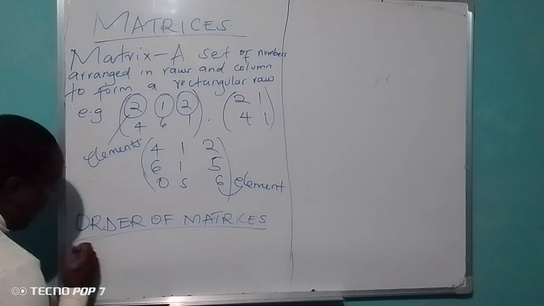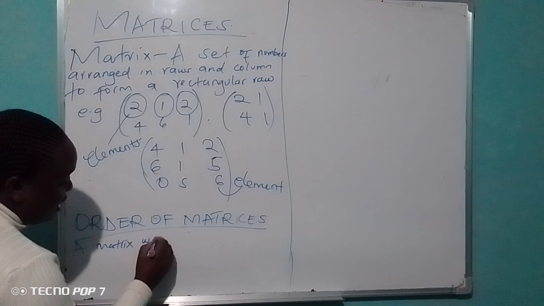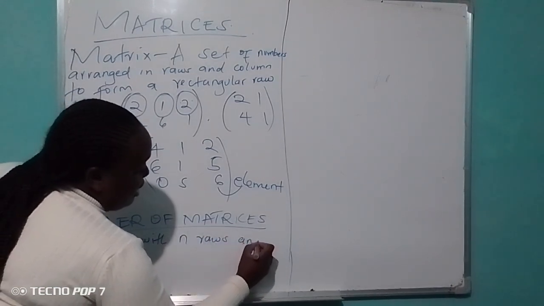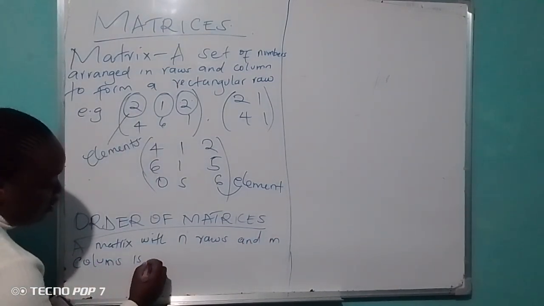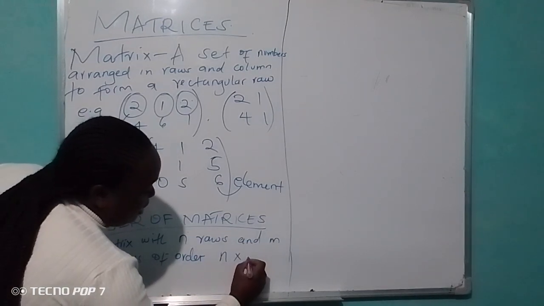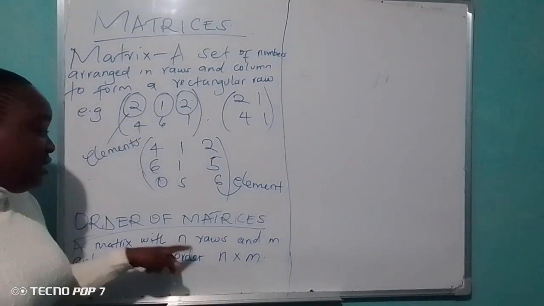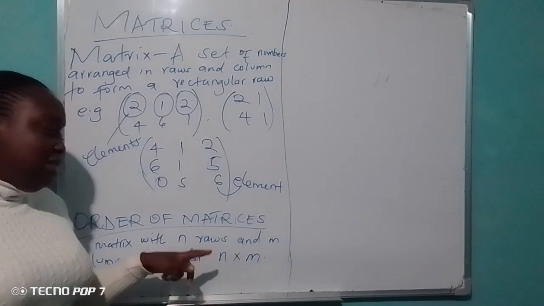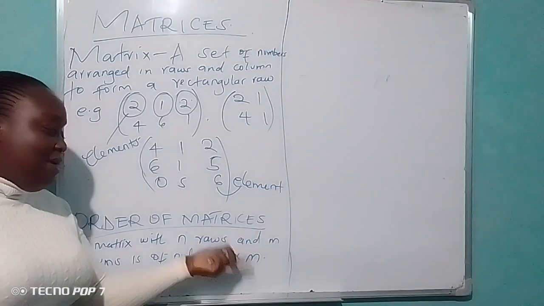So for example, a matrix with n rows and m columns is of order n by m. So you start with the number of rows, then by the number of columns. So it is an n by m matrix.